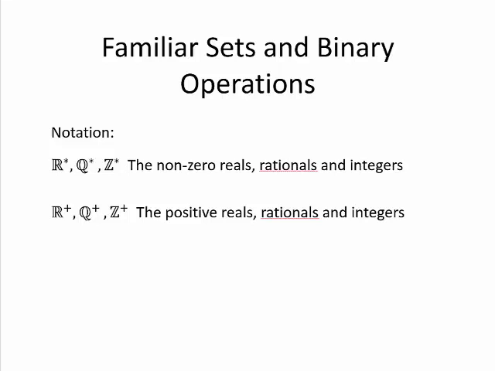This first slide is to just introduce some new notation. We know that R, Q, and Z are the real numbers, the rational numbers, and the integers. If you see a star in the upper right-hand corner, like here, that means the non-zero reals. We've just taken 0 out. And likewise, if you see a plus in the upper right-hand corner, that means that we are only considering the set of positive numbers, not 0 and not the negatives.